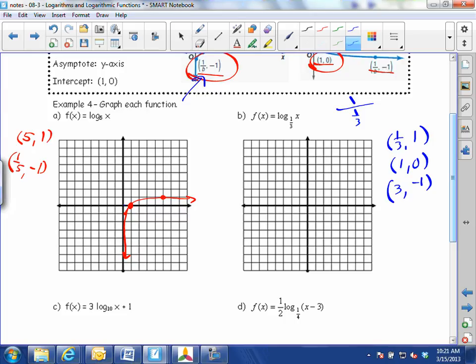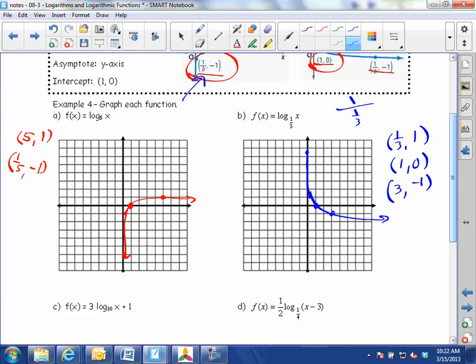All right, so we're looking at this one. If I graph 1/3, 1, that makes a little over from 0, go up 1. Then we've got 1, 0, and 1, 2, 3, negative 1. So our graph looks something like that.